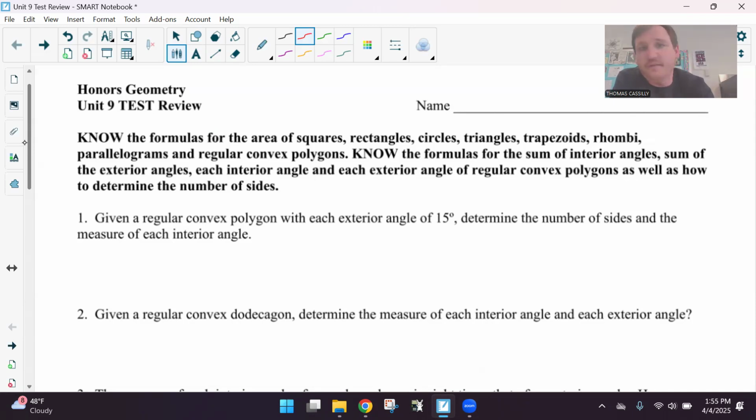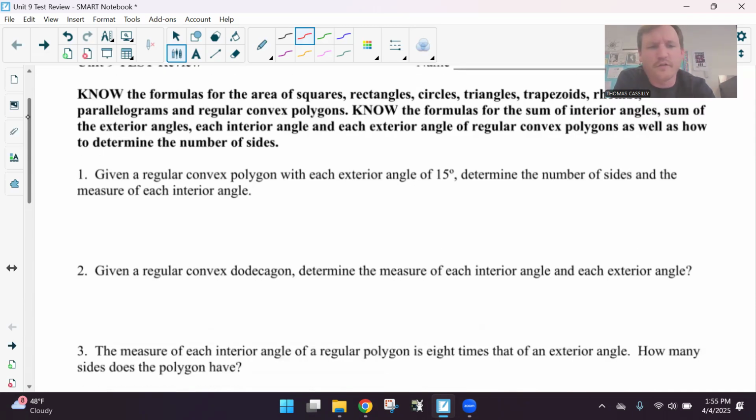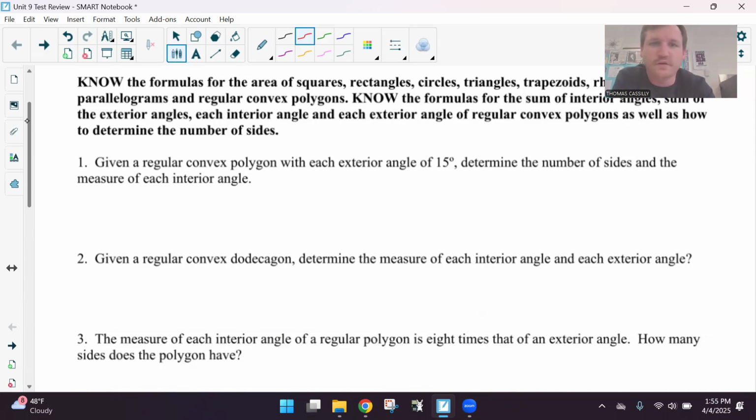And volumes for prisms, trapezoids, pyramids, cones, spheres, circles, all the good stuff. Everything that we've talked about in this unit's fair game. All right. Anyways, moving on.